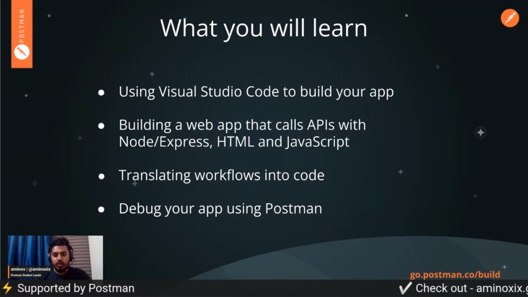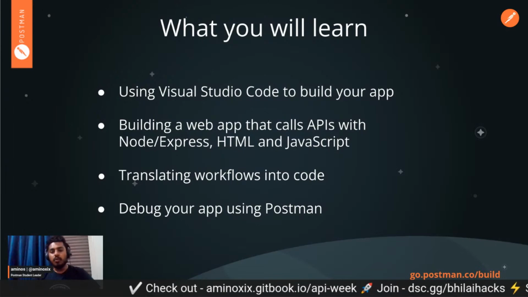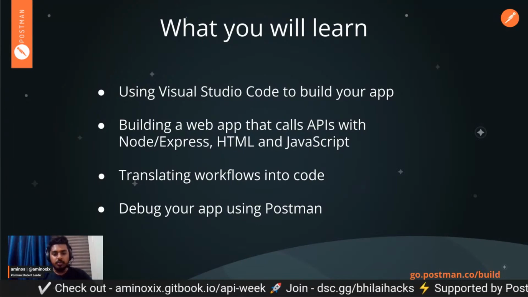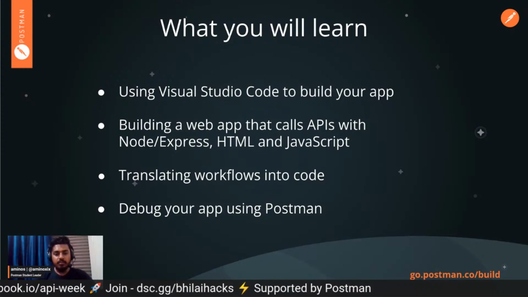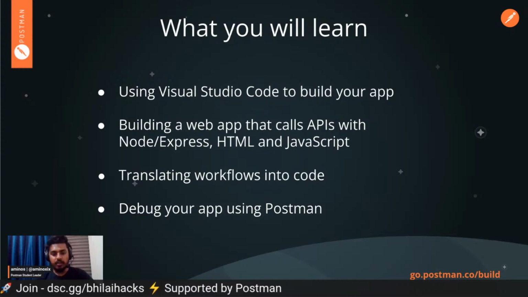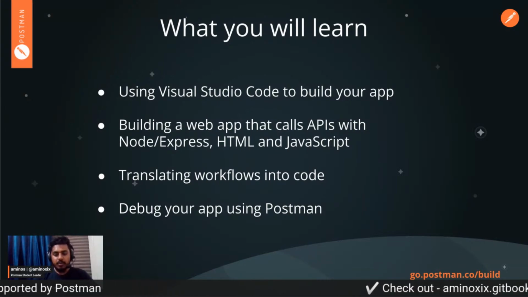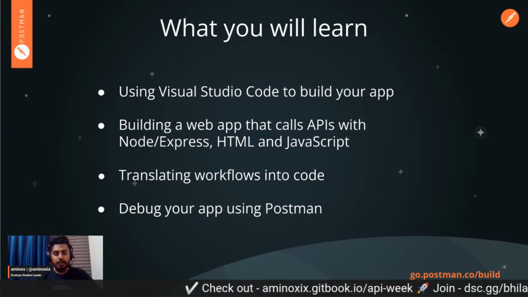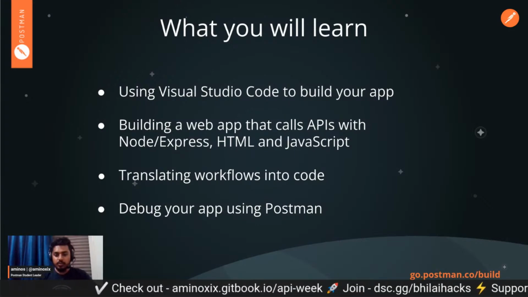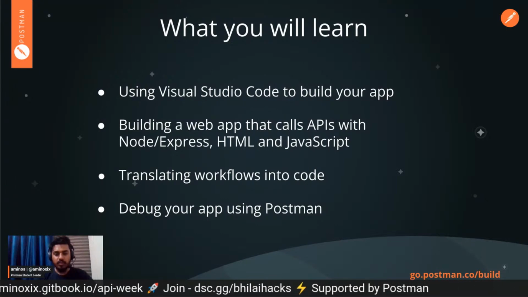Translating workflows into code. This refers to the API 102 workflow you built for the music blogger, who is not able to do coding, and you are the right person to do that. You already did the workflow. Now it's time to get it into code. Debug your app using Postman. So whenever we get stuck, we'll use Postman for debugging.